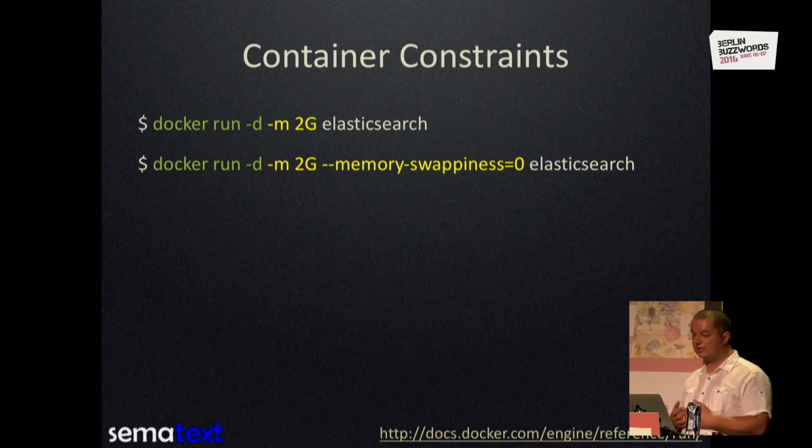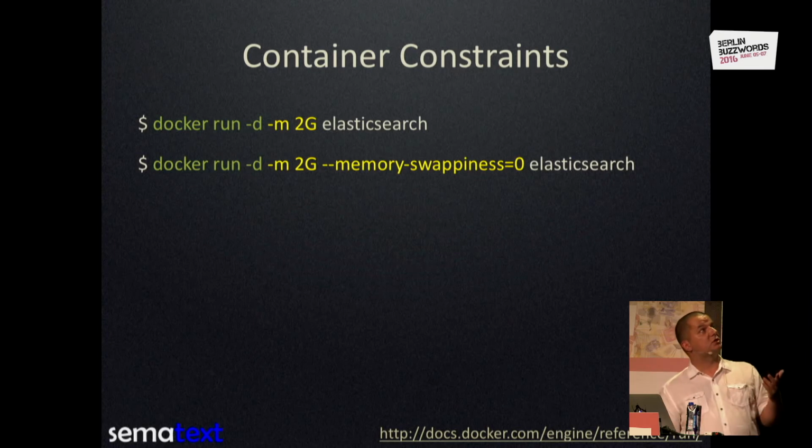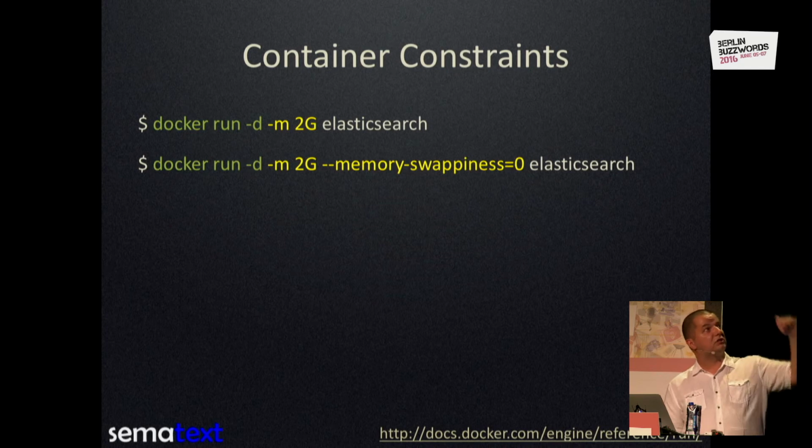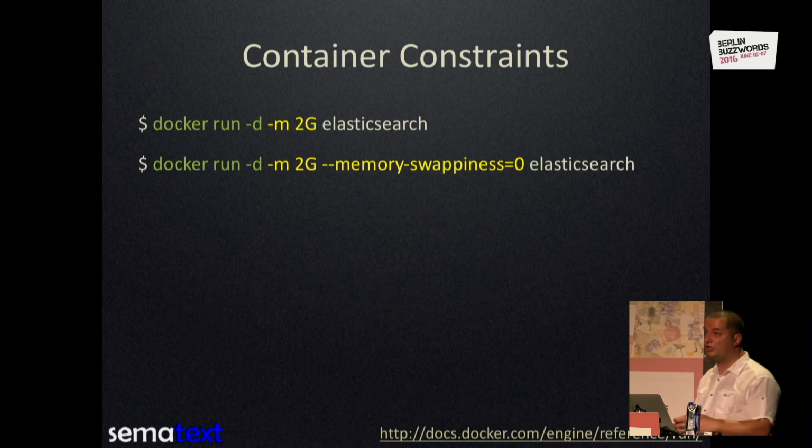So we can, for example, put constraints on the usage of the memory, like with the -m switch and specify 2G, which means the container can only use 2 gigabytes of memory at most. We can disable swap. By the way, all those constraints and commands are available in the reference documentation of Docker Engine, so the link is in the bottom, so you can look it up.